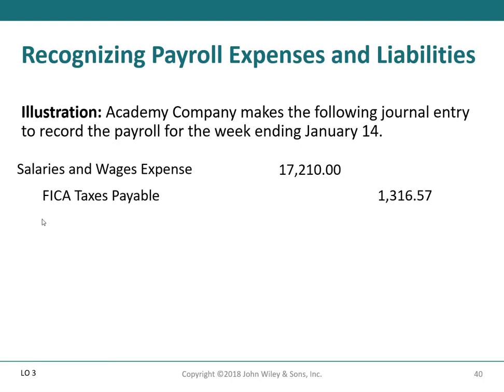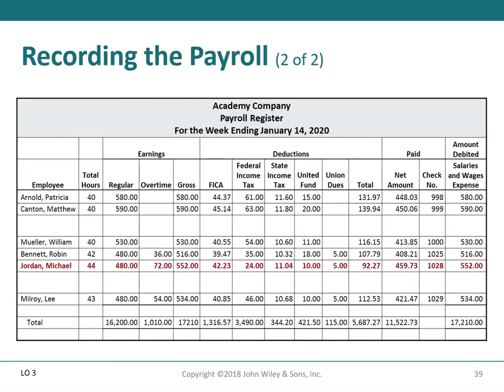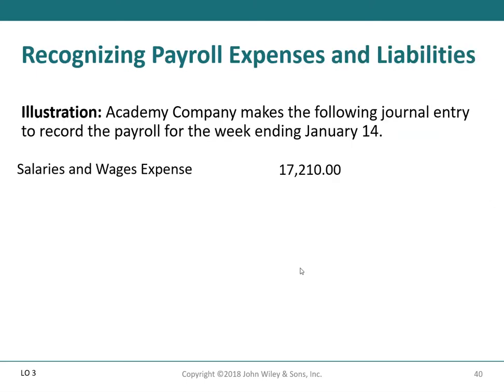$17,210. We credit FICA taxes payable of $1,316. Now let's talk about that for a moment. FICA tax, we're withholding it from the employee's paycheck. And if you remember our conversation on sales tax, we don't get to keep the sales tax, right? We're an agent for the state that we operate in, and we have to collect it and give it to them. It's the same thing with payroll taxes.